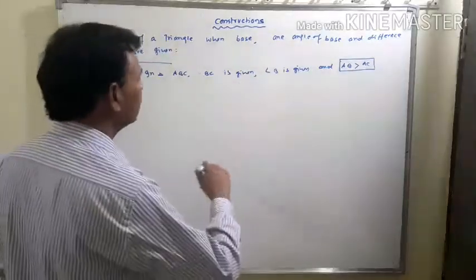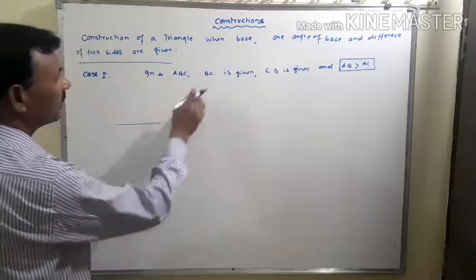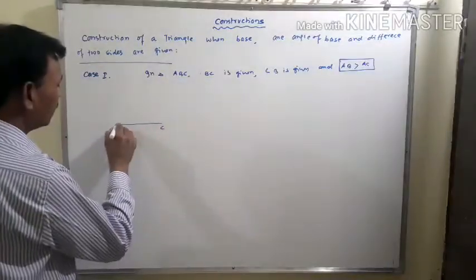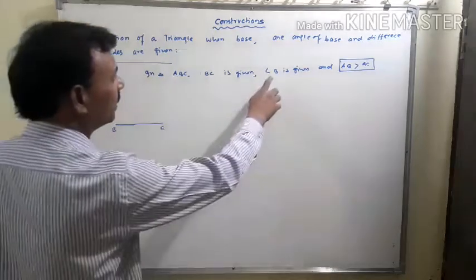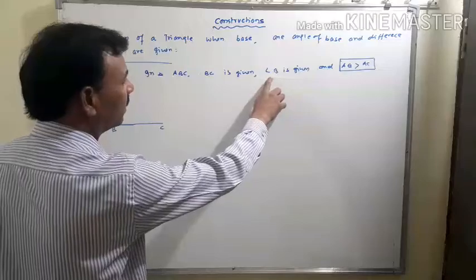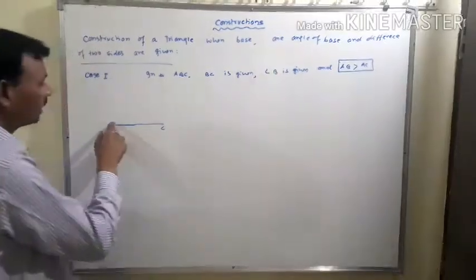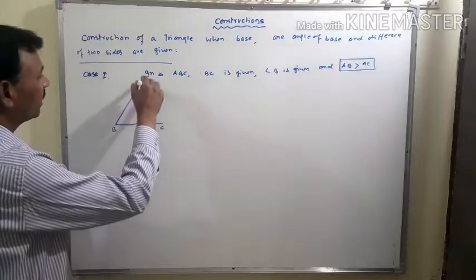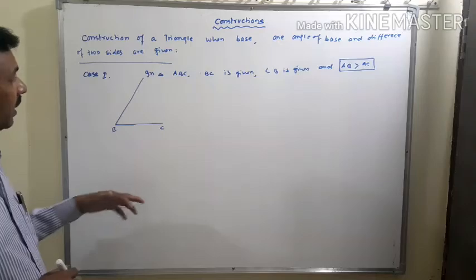First we draw the base, that means BC is given. Then make the given angle at point B.